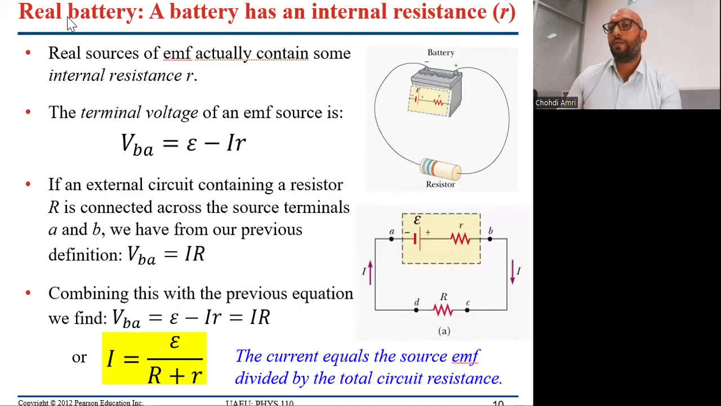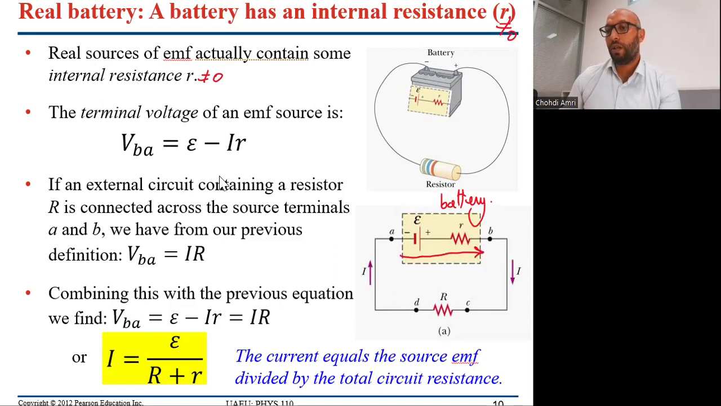Now we take the case of a real battery. A battery has an internal resistance r different from zero. So the battery in this case is symbolized by a potential difference, epsilon, and an internal resistance, small r. This is our battery. The battery has an electromotive force, epsilon, and an internal resistance. The real source of electromotive force actually contains some internal resistance r different from zero. The terminal voltage of the electromotive force source is VBA.